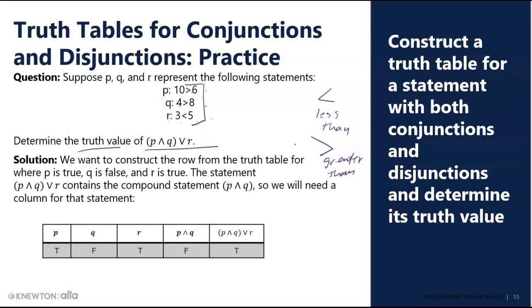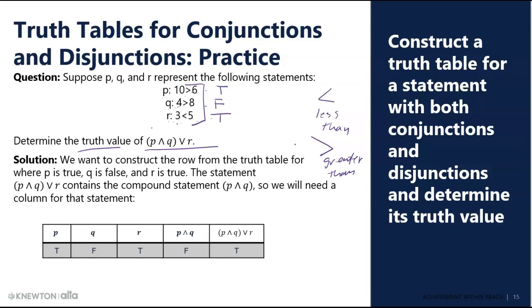So, you're pointing to the 6 here. If the 6 is smaller, this is true. So statement P is true. Statement Q: 8 is not smaller than 4, so Q is false. And 3 is being pointed to there, and it is smaller than 5, so that is true. So those are the 3 values.